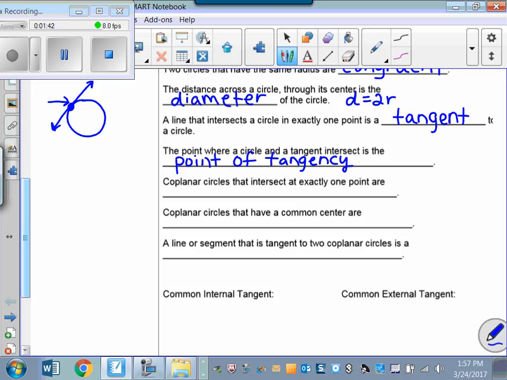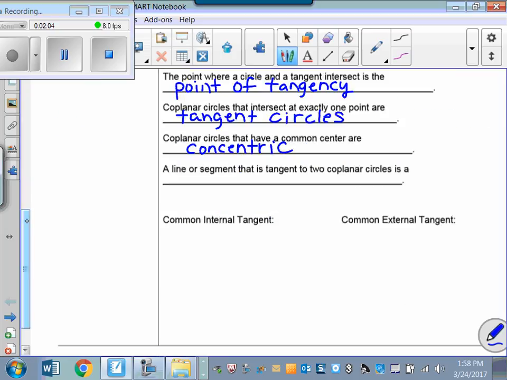All right, a little bit more vocab. If we have coplanar circles that intersect at exactly one point, then those circles are said to be tangent. So they're tangent circles. Only touch at one point. Coplanar circles that have a common center are known as concentric circles. And a line or segment that is tangent to two coplanar circles is a common tangent. And we have a couple of kinds of common tangents.